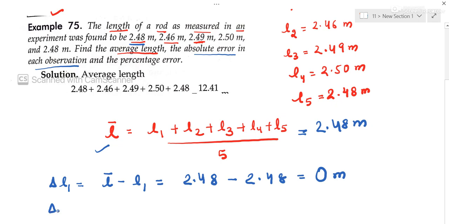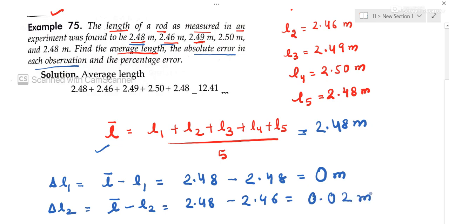Similarly, the error in the second value. It is the mean value 2.48 minus the second value. You can see the second value is 2.46. So it will come as, just understand how to subtract, 0.02, again with meters.